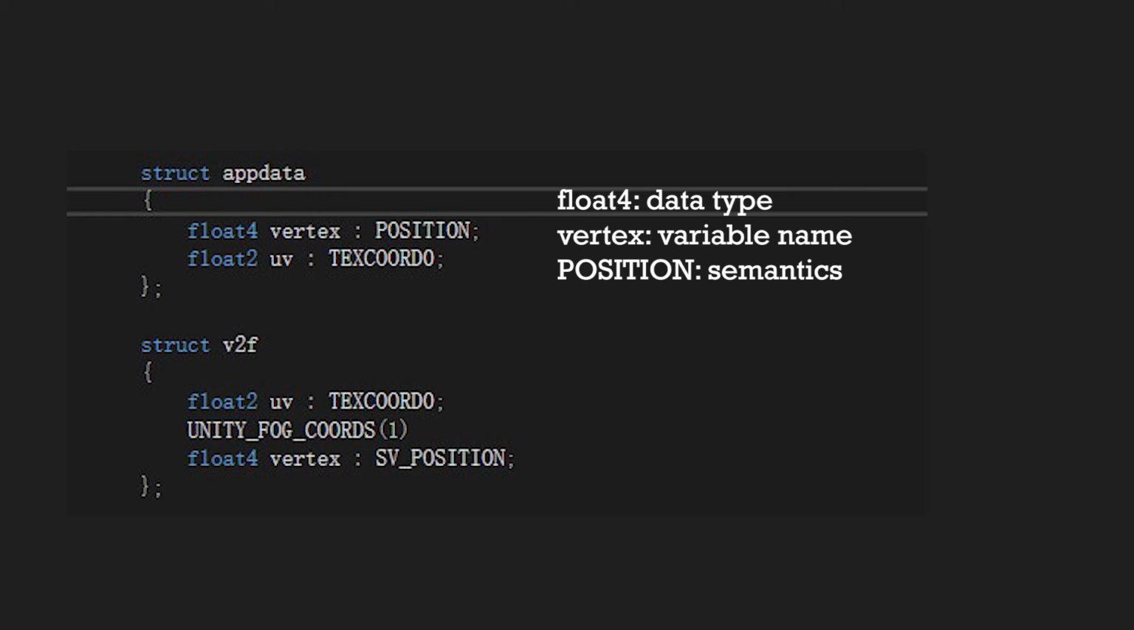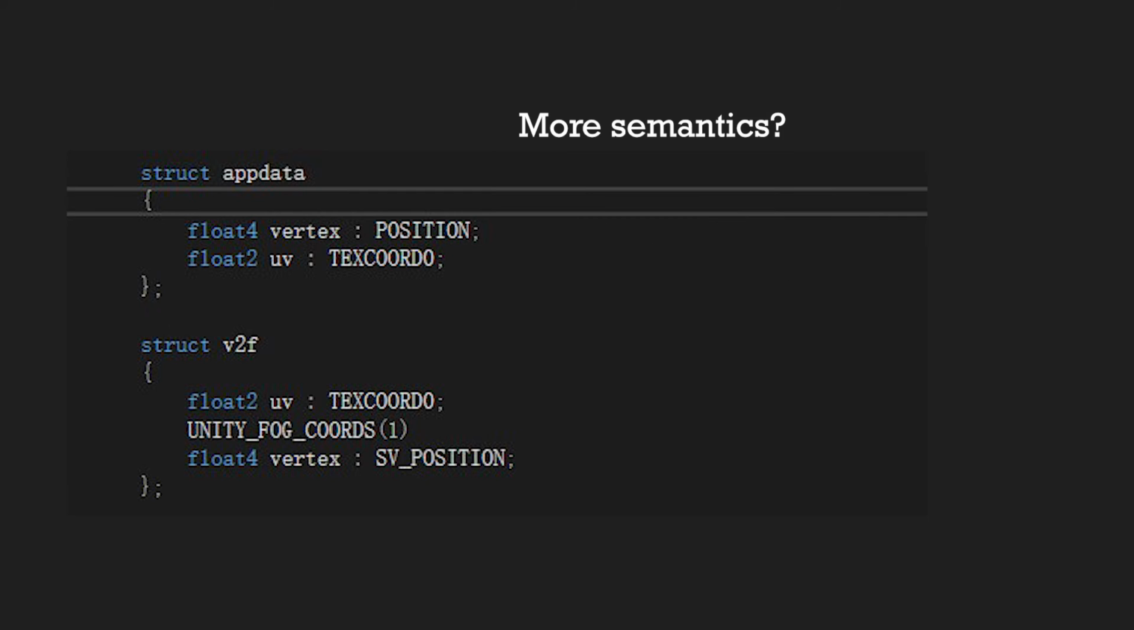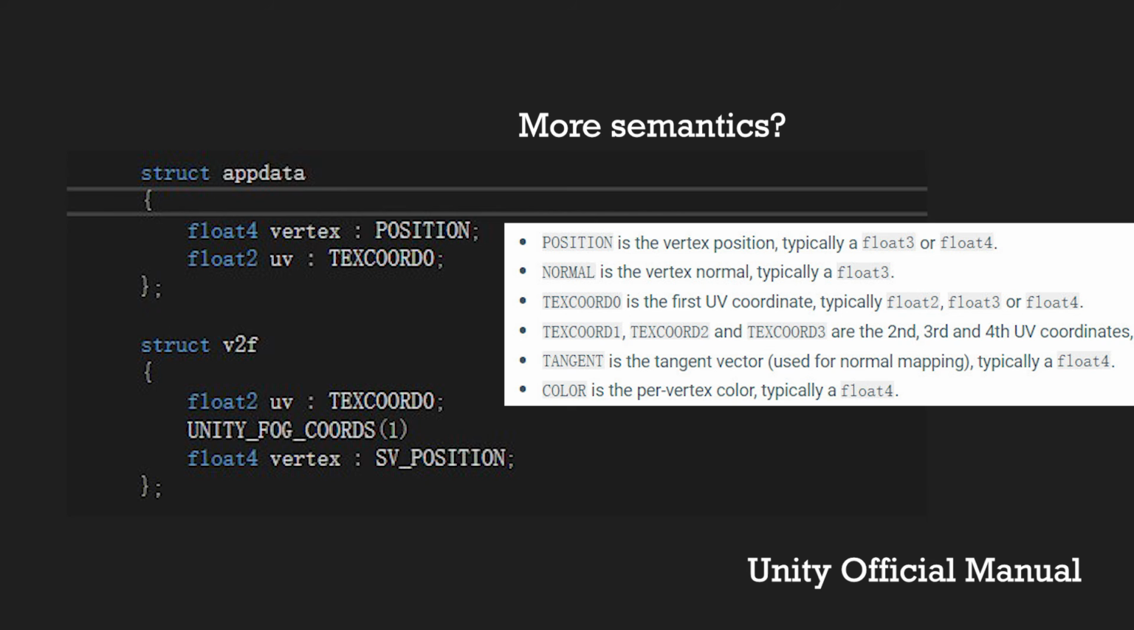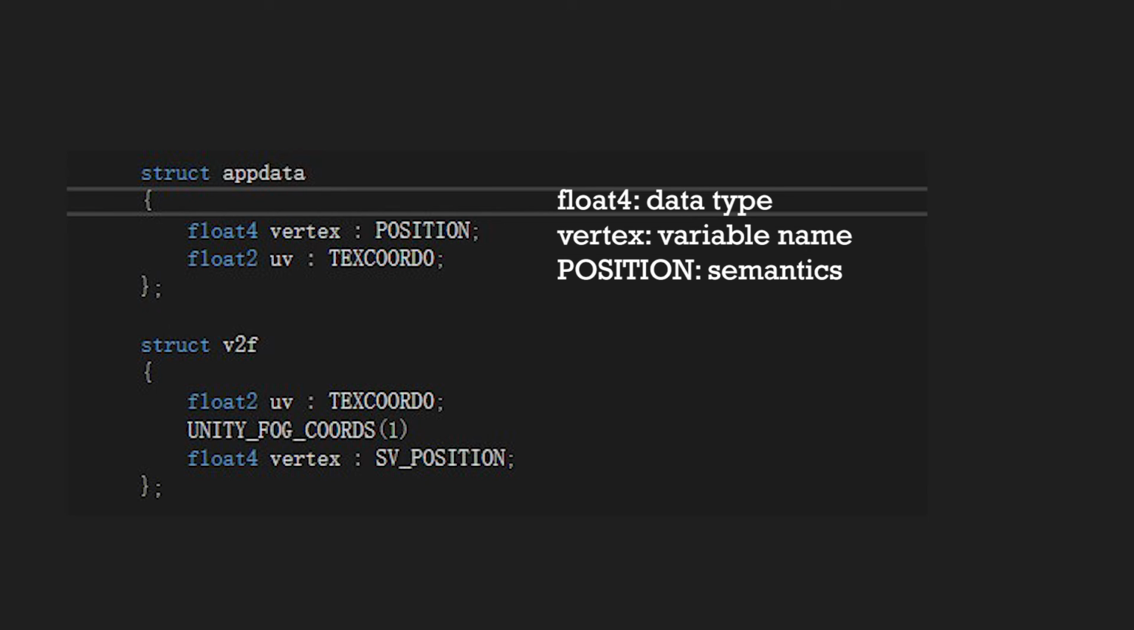The leftmost float4 refers to the data type of the entire variable. The last word, POSITION, is the semantics of this variable, which is also the grammar of CG. If we want to obtain other data for this model, what semantics should we use? Here we can take a look at the official Unity manual. The vertex in the middle is the variable name.